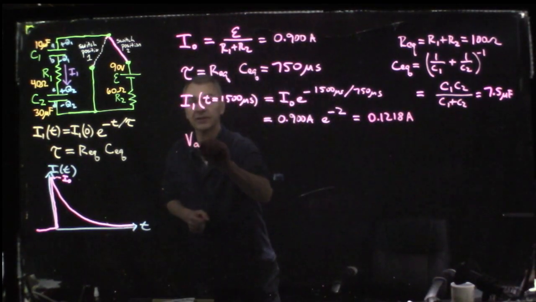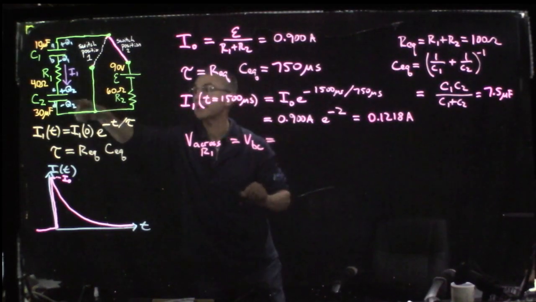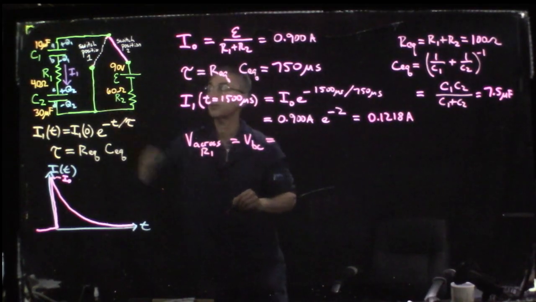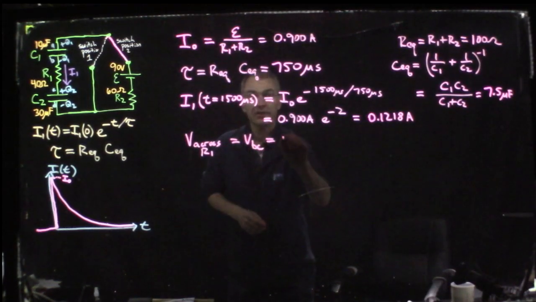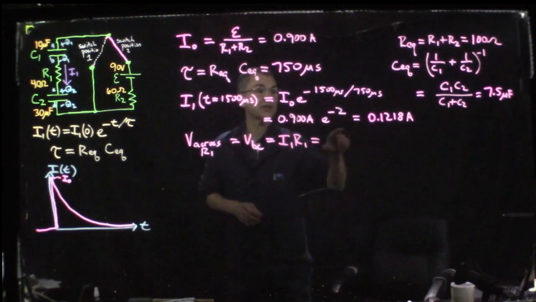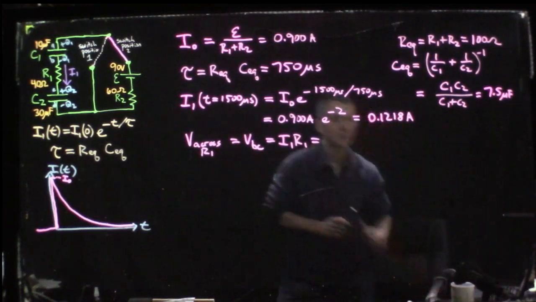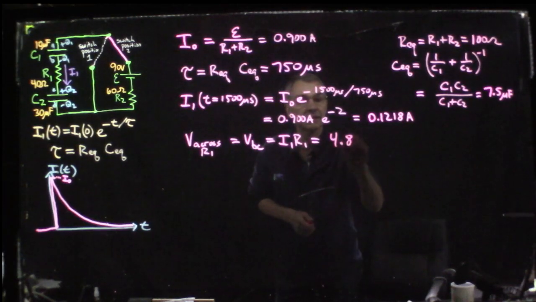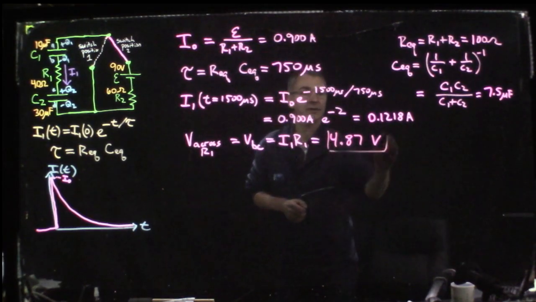So then the voltage across R1, which you see is the way I labeled my circuit, that means like VBC. That's like VB minus VC, and you know if the current's flowing that way, then point B should be at a higher potential than point C. This is I1 R1, so it's this number times 40 ohms, which is 4.87 volts. Okay, so that was part B.